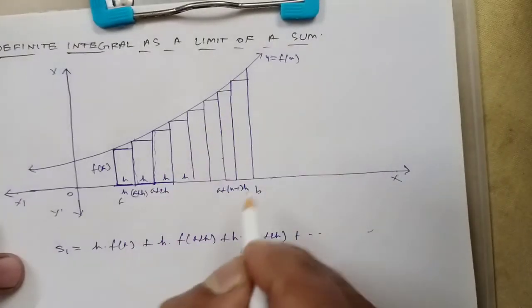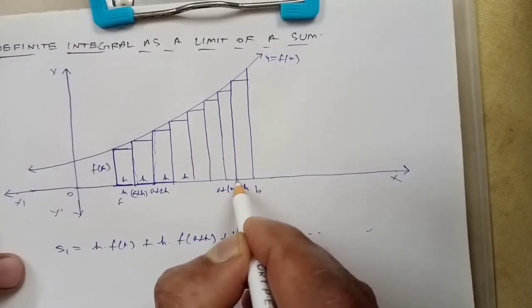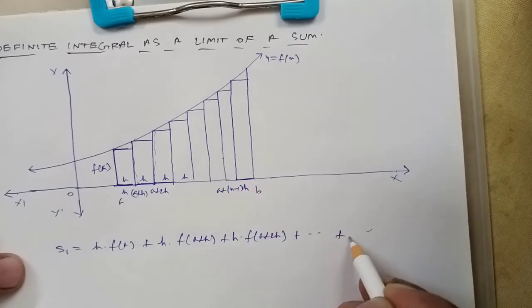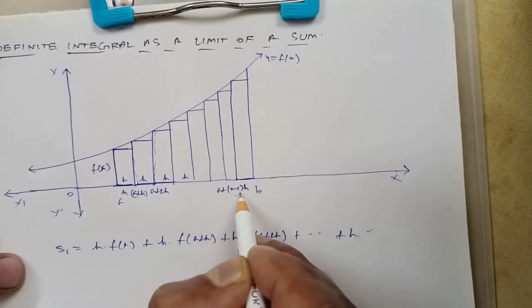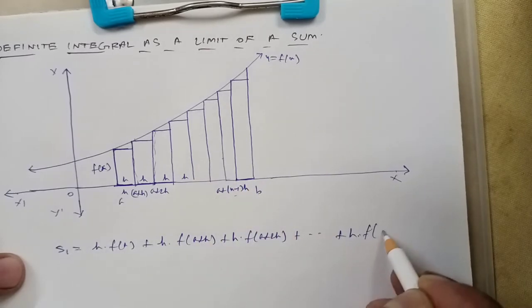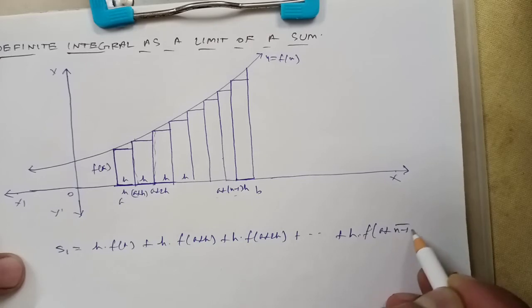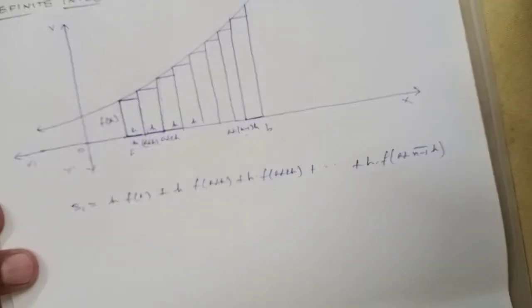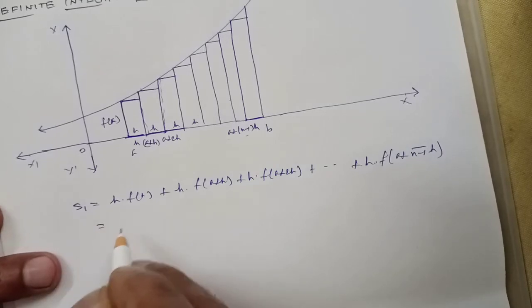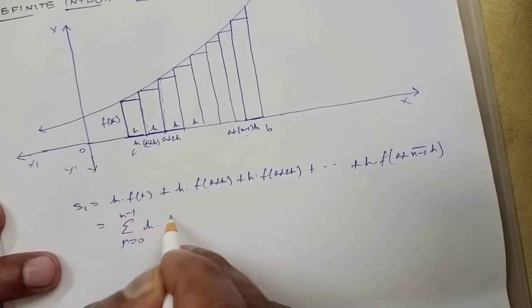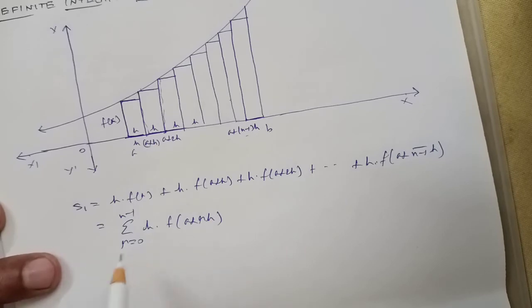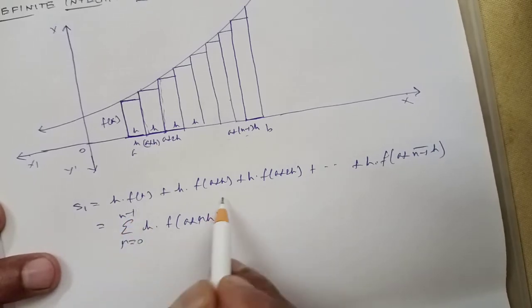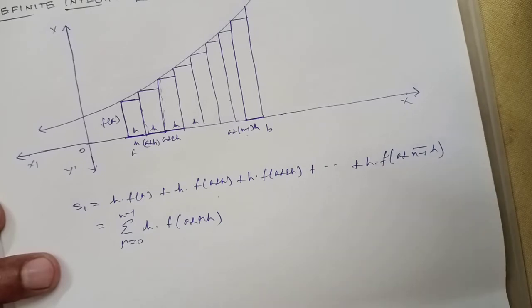Proceeding in this way, for the last rectangle, this length is h, and this length is f(a plus (n minus 1) times h), as this point is a plus (n minus 1) times h. So we can write it as the summation, r equals 0 to n minus 1, of h into f(a plus rh). When r is 0, we get f(a). When r is 1, we get this. When r is n minus 1, we get this. So S1 is this.